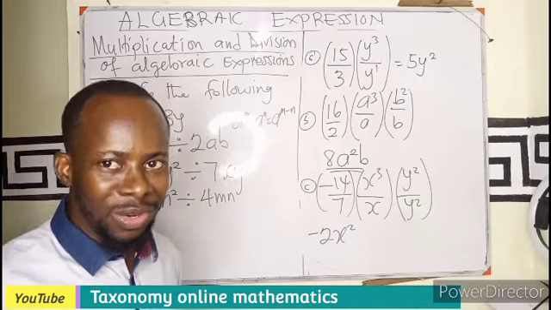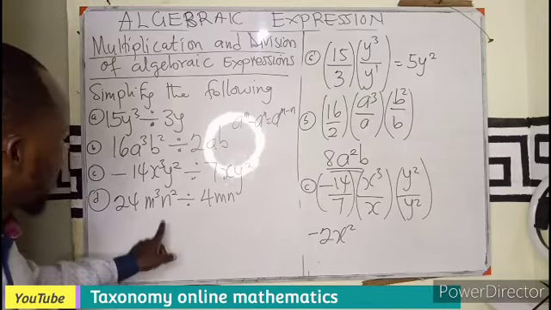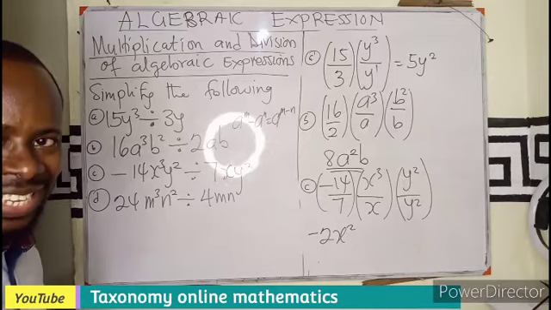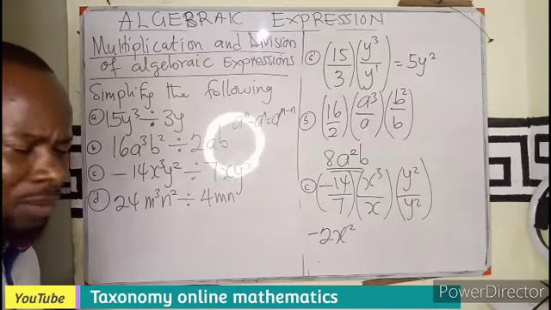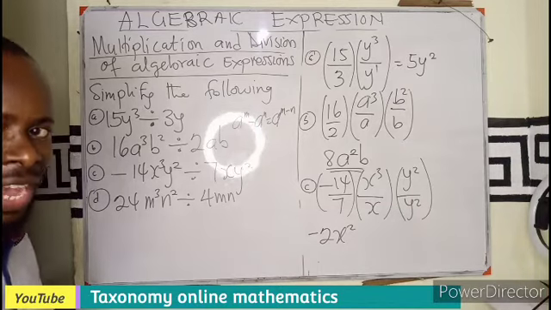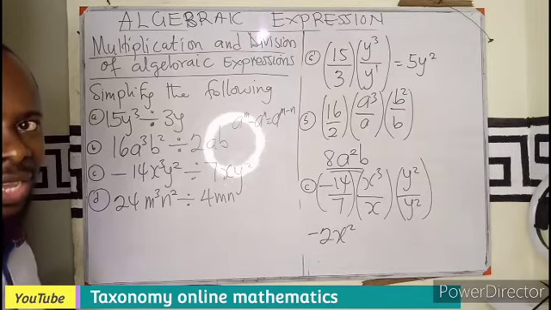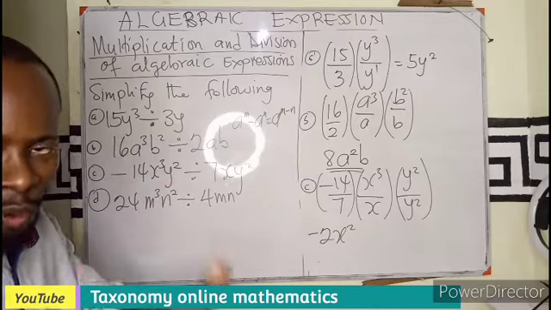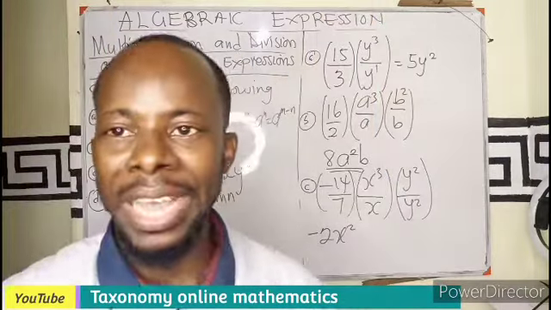You're with me? Good. Then pause the video on this. 24m cubed n squared divided by 4mn. Try and see if you can get the answer. I believe you'll be getting something like, what do you get? 6m squared n. Try it. 6m squared n. Let's see if you get that. Then let me have that in the comment section. If you have seen this video, comment your answer below. Then I'll be right there to pin it there for you.